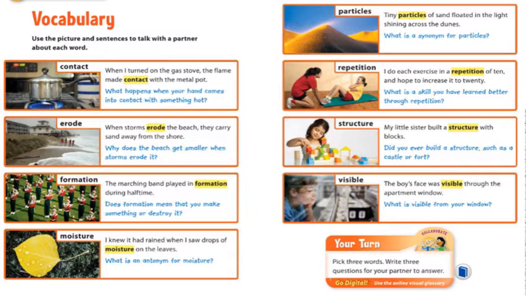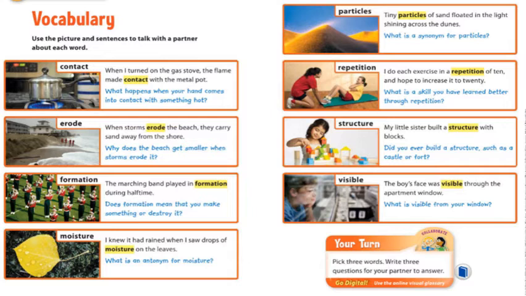Okay? The third word, formation. The marching band played in formation during halftime. If you notice, in this band in the picture, I don't have only one individual, I have several individuals. I have even more than 5 and 6. So together, they make a formation. They form the band. Okay, so formation is the act of forming.